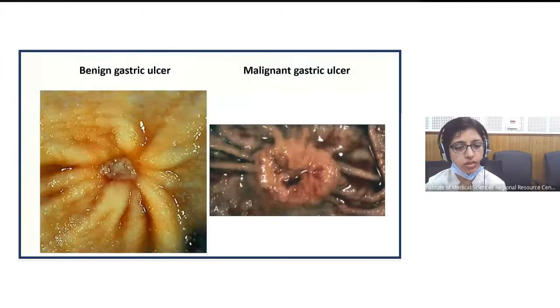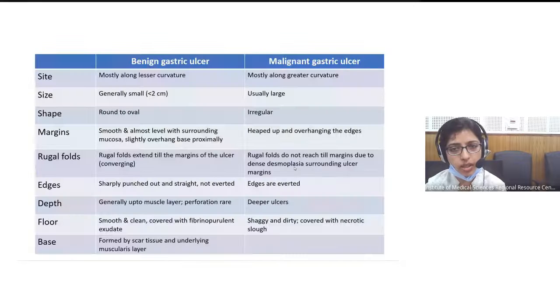Benign ulcers are sharply punched out defects, while in malignant ulcers we see a lot of undermining of the edges, which is not a sharply punched out defect. The edges are all everted. Benign ulcers are not very deep; they are generally limited by the muscle layer. Malignant ulcers can be deep when cells infiltrate. At advanced stages, the cells infiltrate into the deeper layers, and the ulcers can go quite deep.